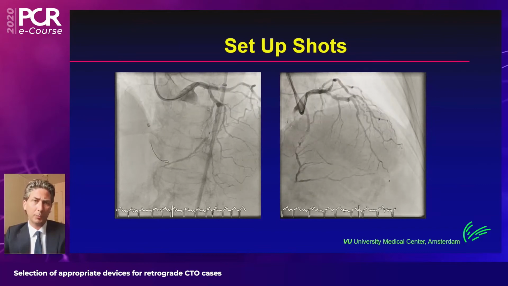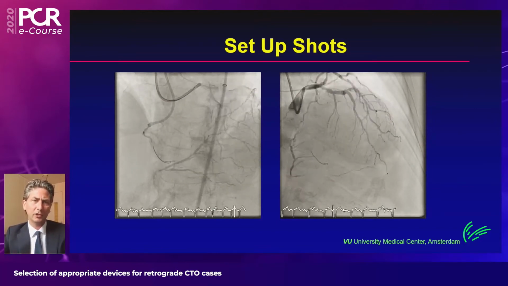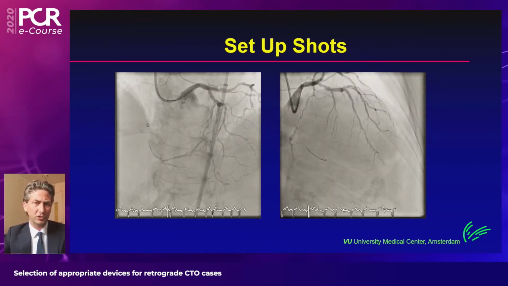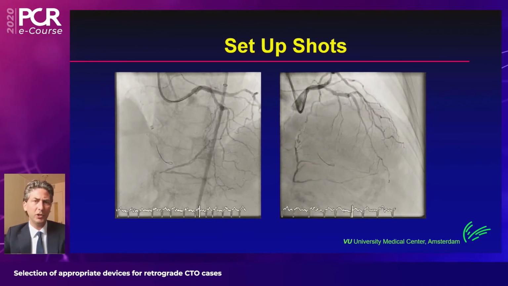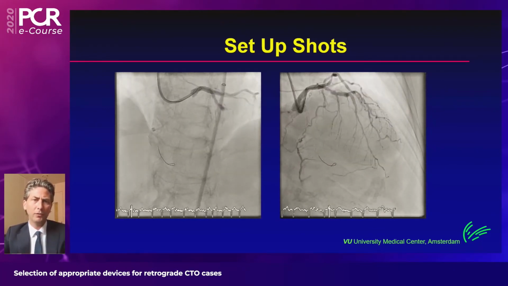These are the setup shots, and as you can appreciate, it's a double arterial access. There's an Amplatz Left 0.75 6 French to the right, which is the CTO artery, and there's an EBU 3.5 7 French through the wrist on the left.